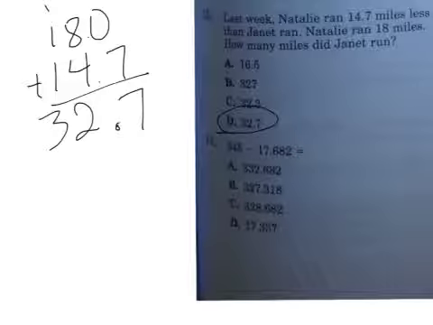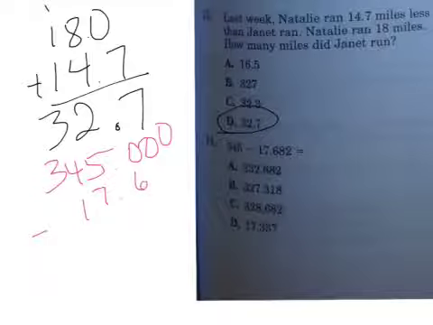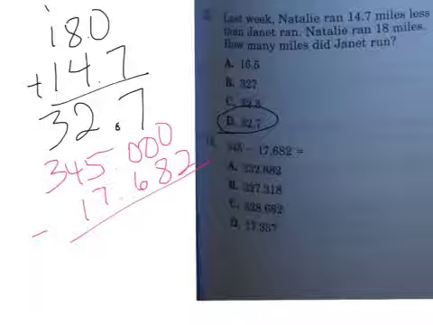Let's look at number 14. It just says we're going to subtract. So remember, when we're subtracting decimals, make sure that we align the decimals. So we're going to write the 345.000 minus 17.682. And then we can go ahead and subtract.